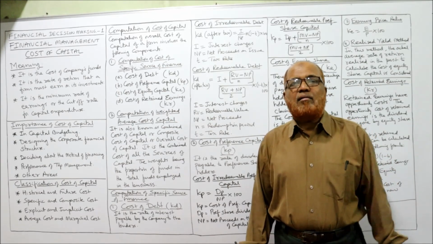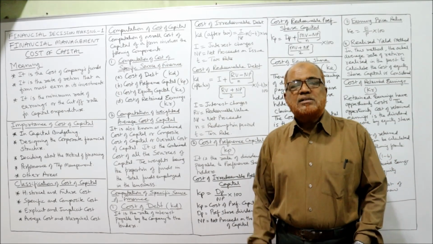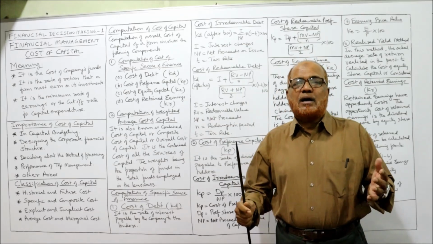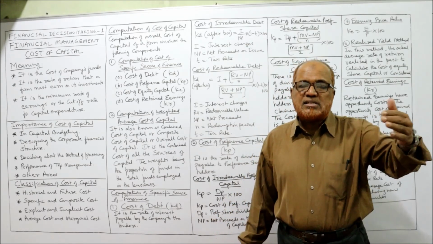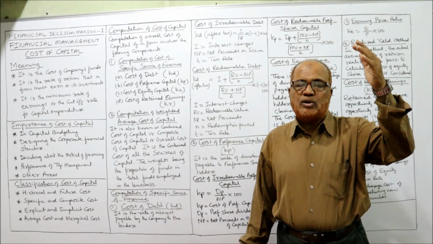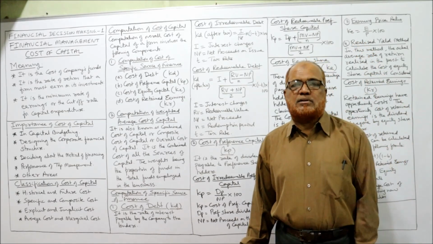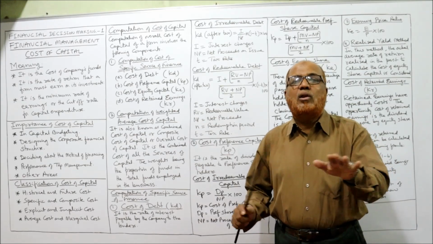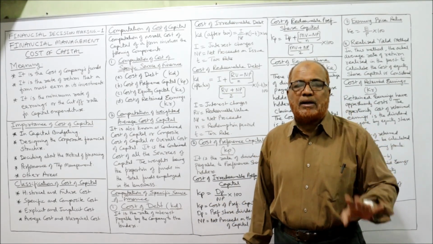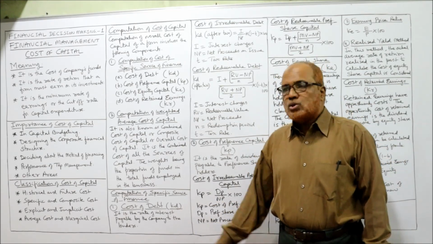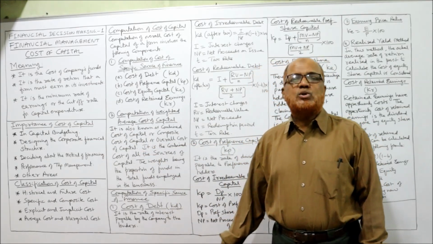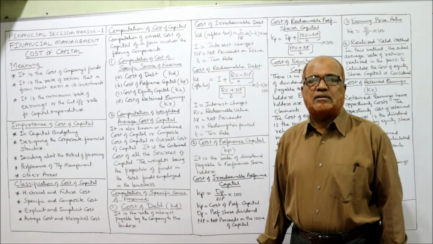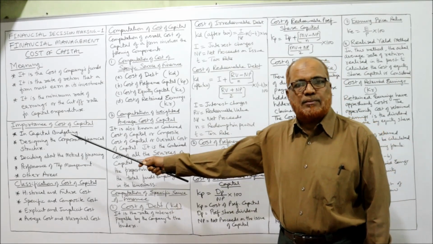The company will calculate what is the cost of capital. Suppose the cost of capital of the company is 20%. Then the company will say that if we are investing in a capital project, we must get at least 20%. If we are going to get less than 20%, we will not make the investment. So in capital budgeting proposals, cost of capital is a very important factor in taking decisions.